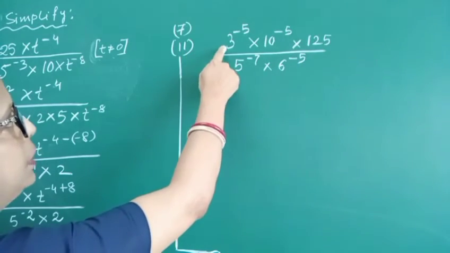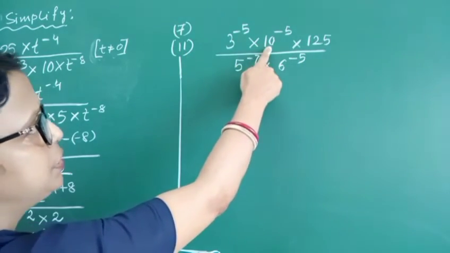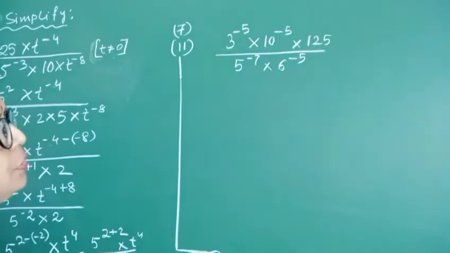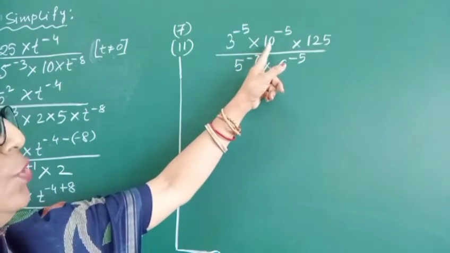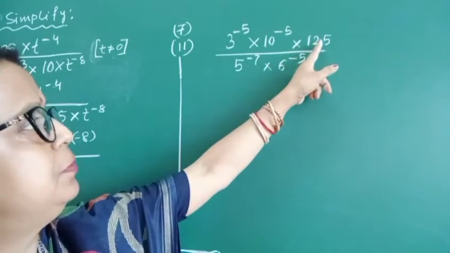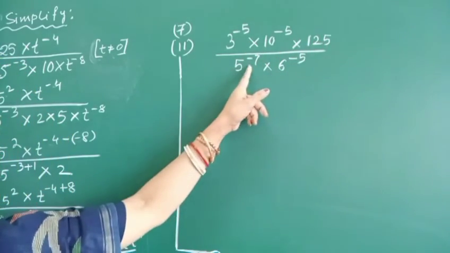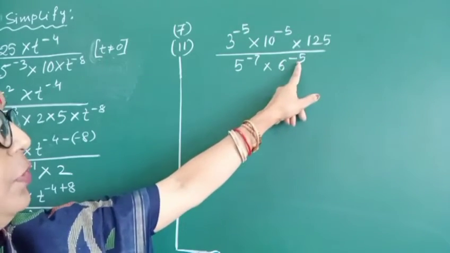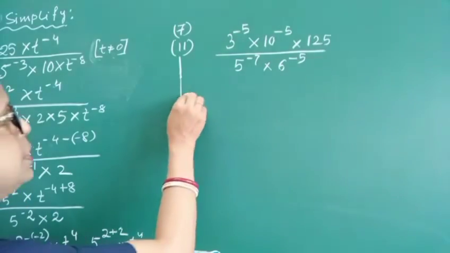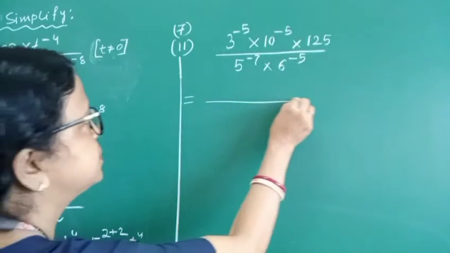Number 2. 3 to the power minus 5 into 10 to the power minus 5. You can see that it is not in the prime factors condition, so you have to change it into 2 into 5. And 125 means 5 cube. 5 to the power minus 7 into 6. 6 means 2 into 3 whole to the power 5. So we will write all these numbers first in a prime factors condition.